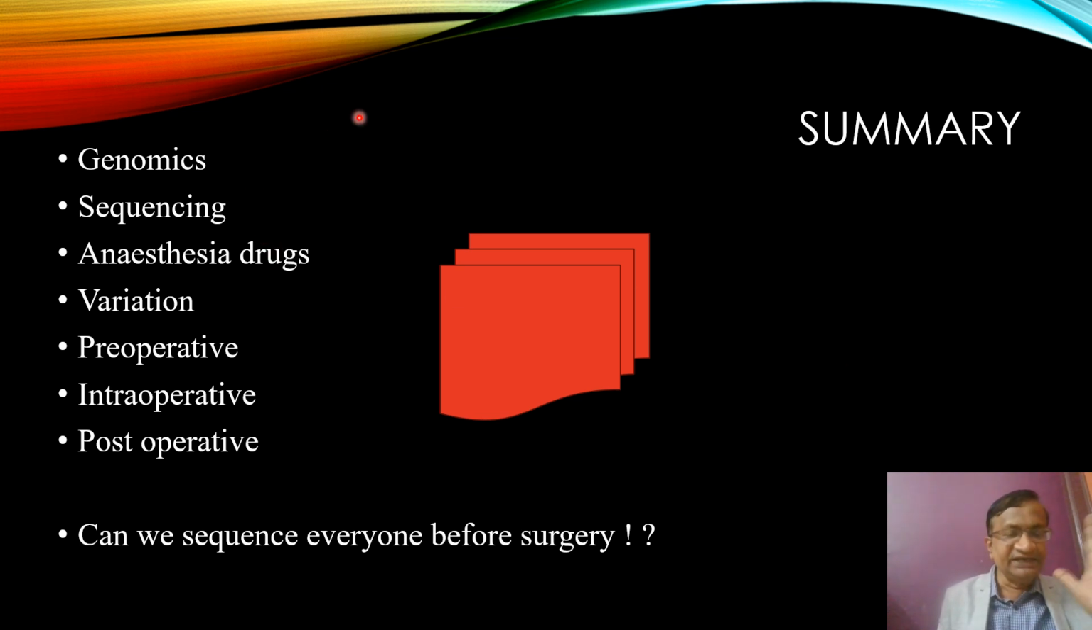What is genomics? I have already told. Complete chromosomal genetic studies. Sequencing can be done like this. Anesthesia drugs like midazolam, morphine, fentanyl, local anesthetics, inhalational agents, every drug has variations in relation to genomics. Preoperatively, by studies, we can predict that this fellow is going to bleed more. This fellow is going to have poorer postoperative lung function. This fellow is going to have perioperative cardiovascular problems by a 2.8 times odds ratio.